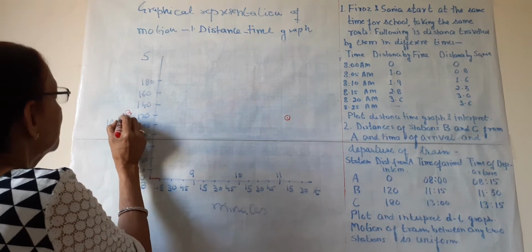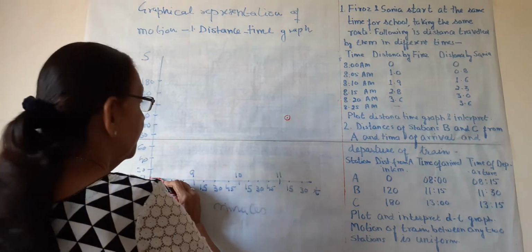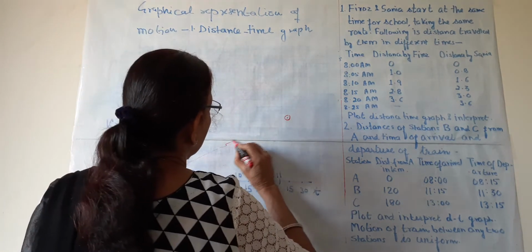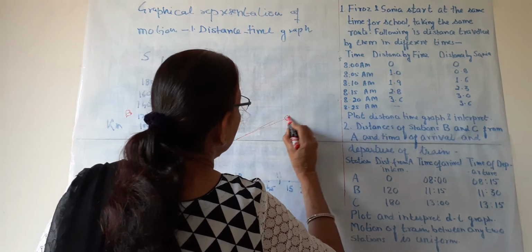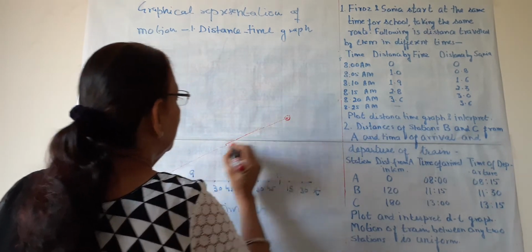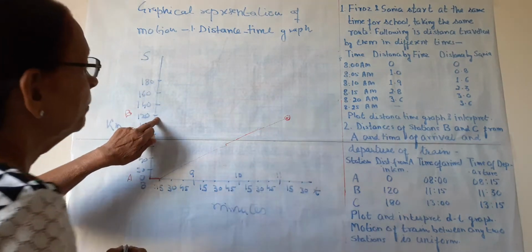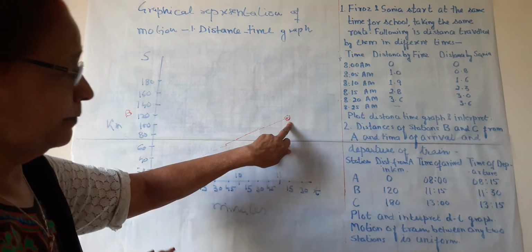This is station B. This is station A. So from here it reached with a uniform motion to station B, which is 120 kilometers apart. So the graph line will be like this.